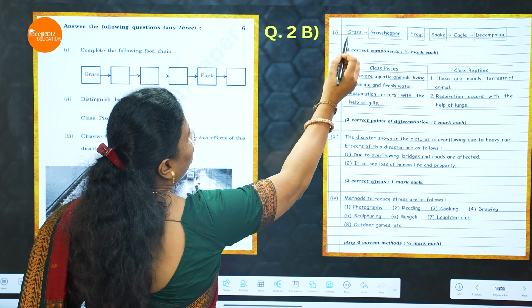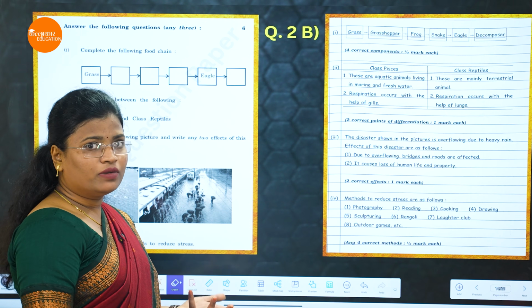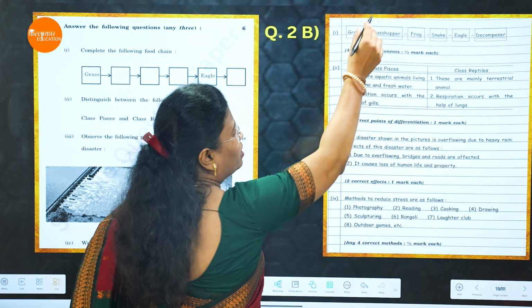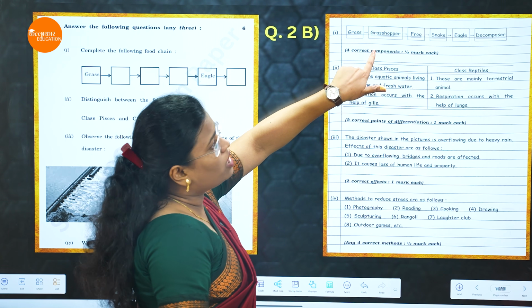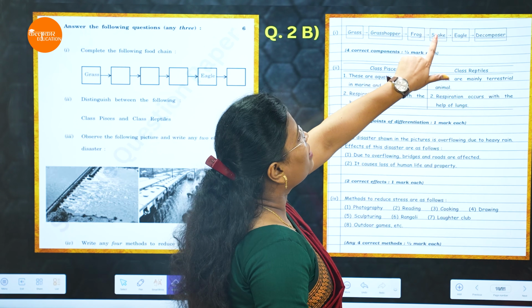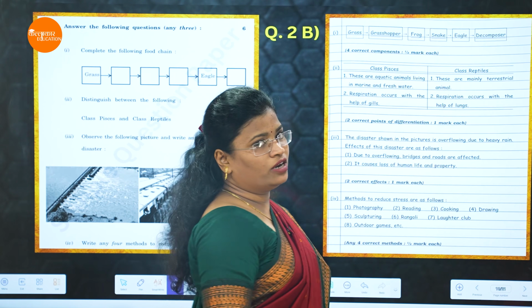See the answer first. Grass. Here you have to identify which animal is dependent on the grass. So grasshopper is dependent on the grass. Next one, which animal is dependent on the grasshopper? Frog will be dependent on the grasshopper. Then after that, which animal will be dependent on the frog? Snake will be dependent on the frog.